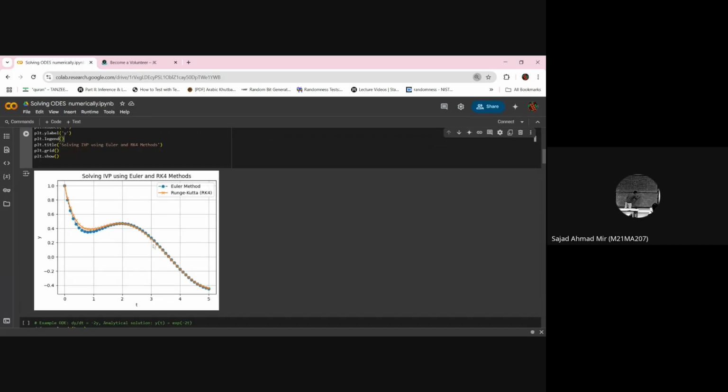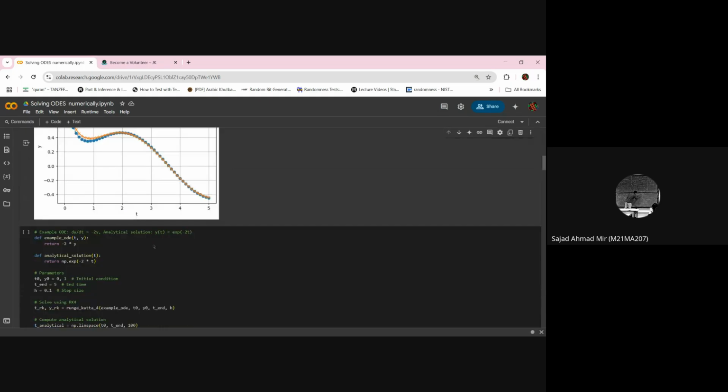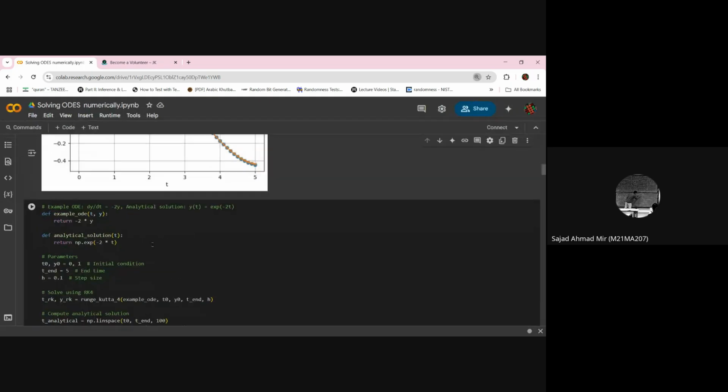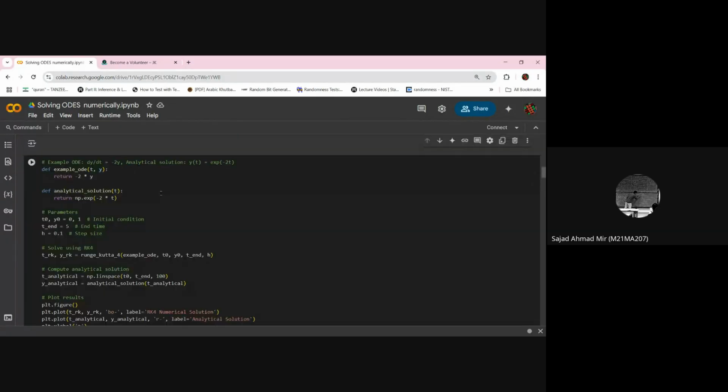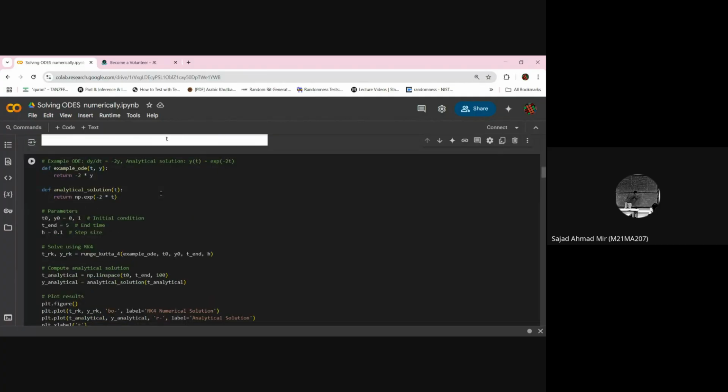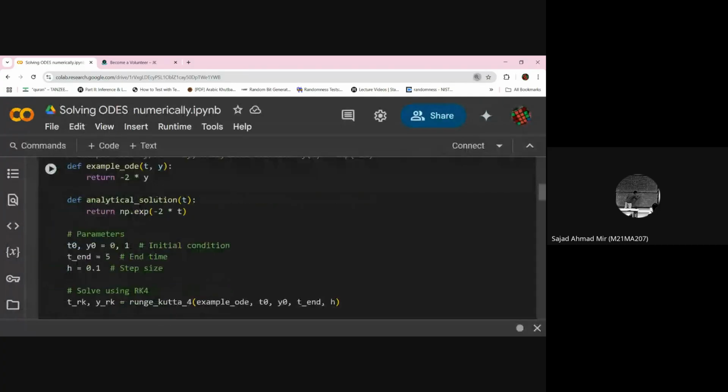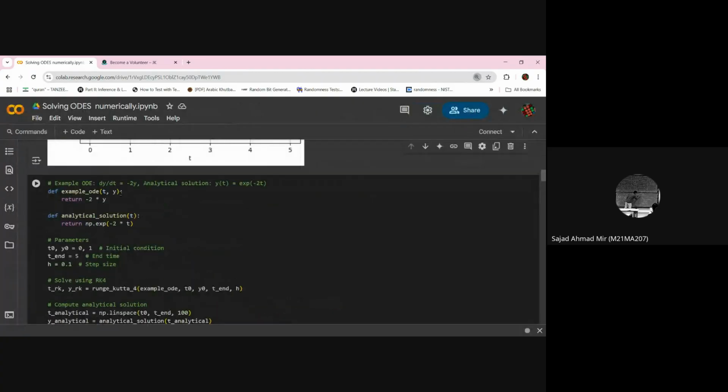Okay, now let's solve some other equation whose analytical solution we know, and we'll compare how its numerical solution is different from its analytical solution. So I have the ODE dy/dt = -2y.